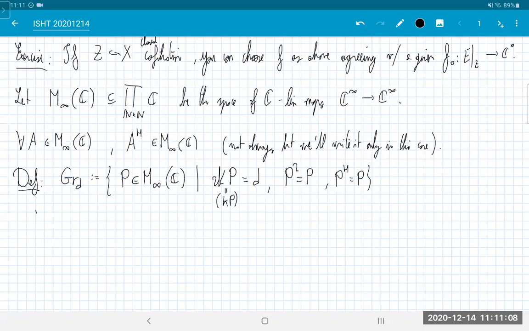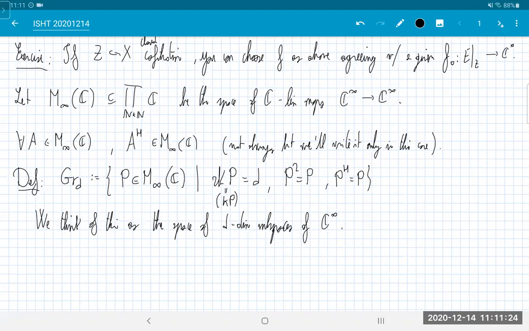Okay, and we think of this as the space of d-dimensional subspaces of C infinity, since there is a bijection between the points of this space and d-dimensional subspaces of C infinity.